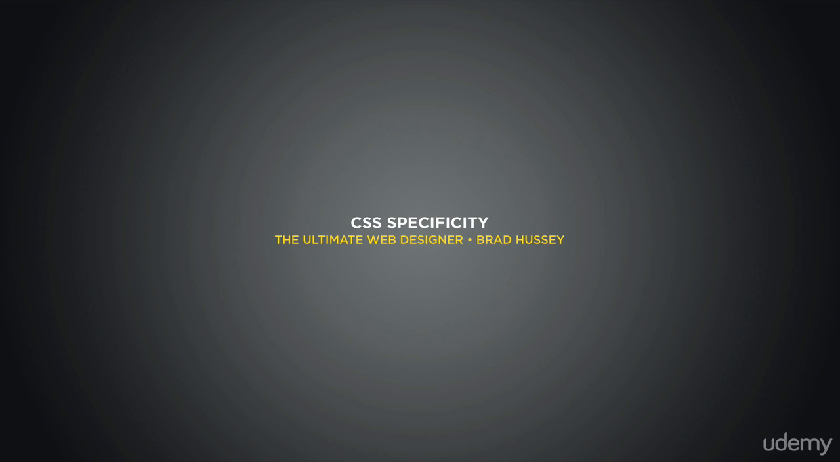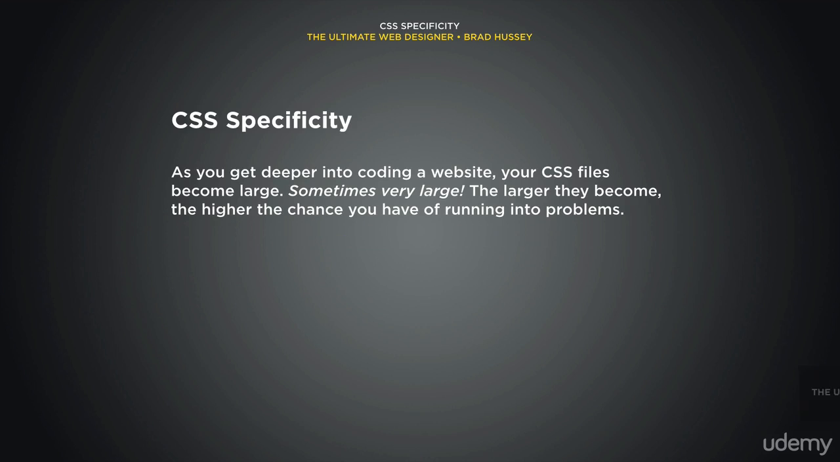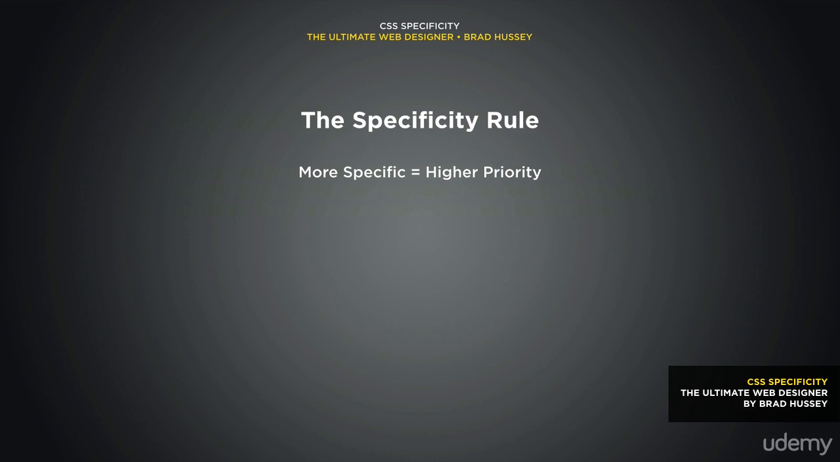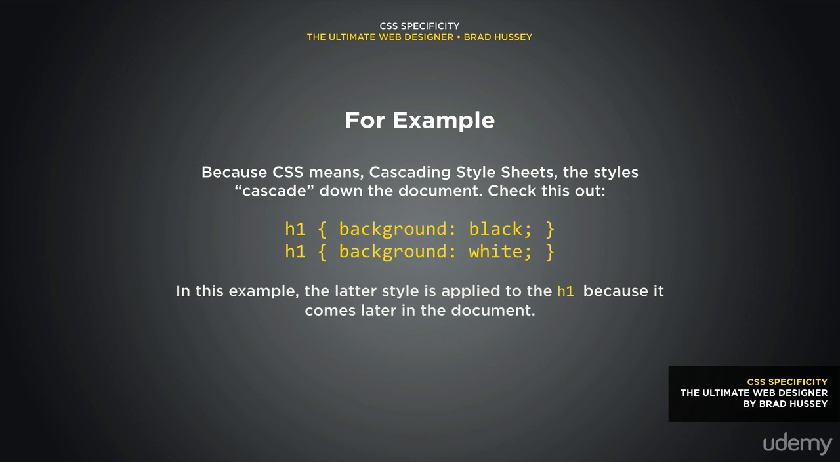In CSS, there's something called specificity. As you get deeper into coding a website, your CSS files become large, sometimes very large. The larger they become, the higher the chance you have of running into problems. So there's something that I like to call the specificity rule. The more specific, higher priority. Now let's jump into what that means.